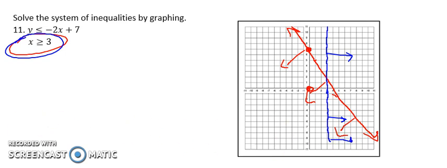Remember, we only want to shade where they both overlap. So I'm going to shade only in this region here where the two overlap each other. In this area, this is where both of the inequalities are true.